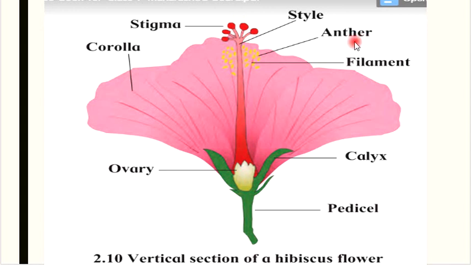Next is the gynoecium, the female reproductive part of the flower, which is made up of carpels. Each carpel consists of a stigma. These red things that you see are the stigma. Then there is the style. This entire tube-like structure is the style, and the ovary.